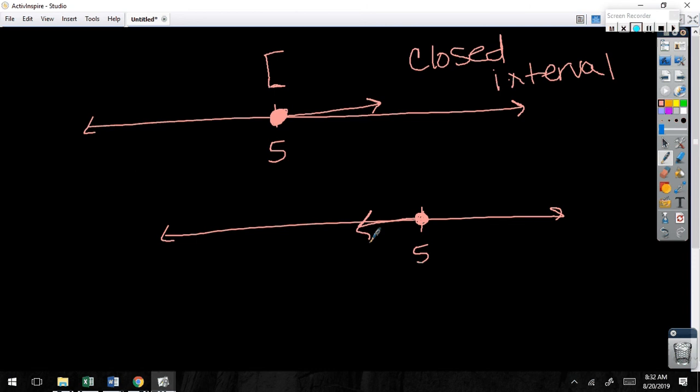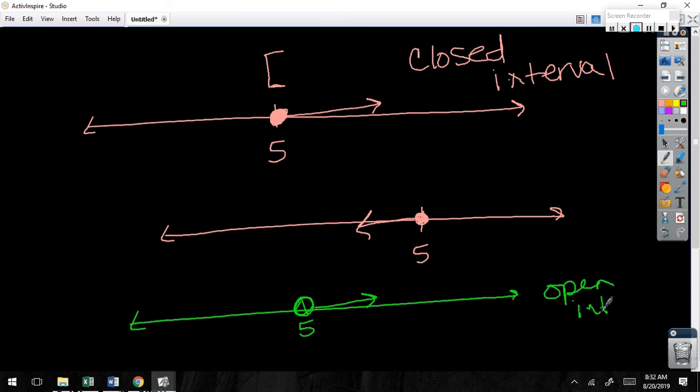Does that make sense? So what do you think it might be called if this were like that? Open. That's an open interval. Again, it can be less than or greater than. It doesn't matter. If it includes it, it's closed. If it does not include it, it's open. Make sense? Easy peasy? Okay.